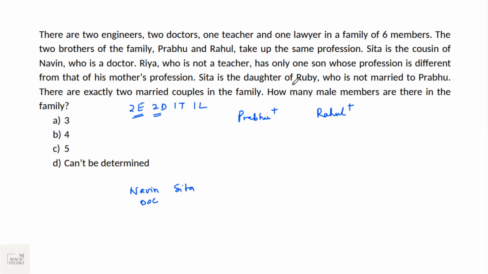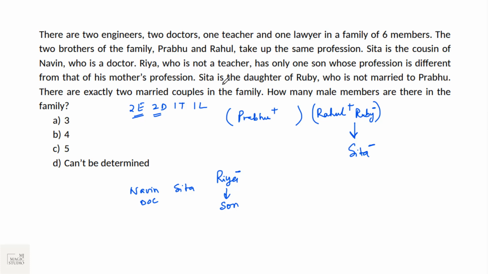Naveen is a doctor. Riya, who is not a teacher, has only 1 son, whose profession is different from that of his mother. Riya is female. Sita is daughter of Ruby, who is not married to Prabhu. There are exactly 2 married couples. Sita is daughter of Ruby, who is not married to Prabhu. That means Rahul is married to Ruby and daughter of Ruby is Sita.